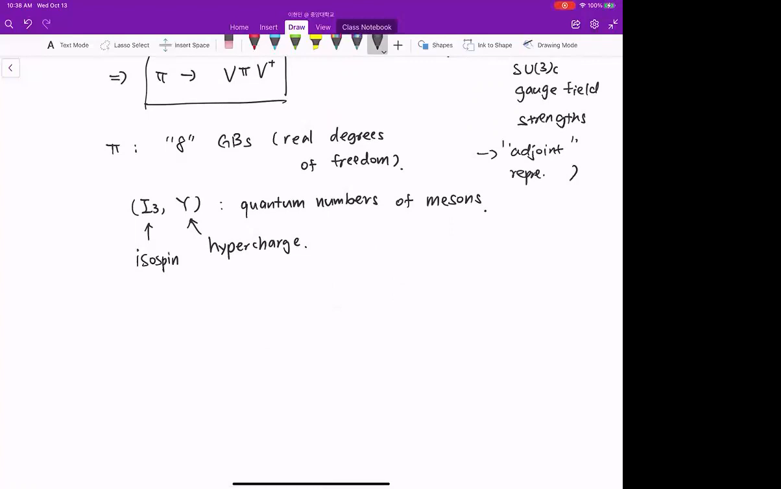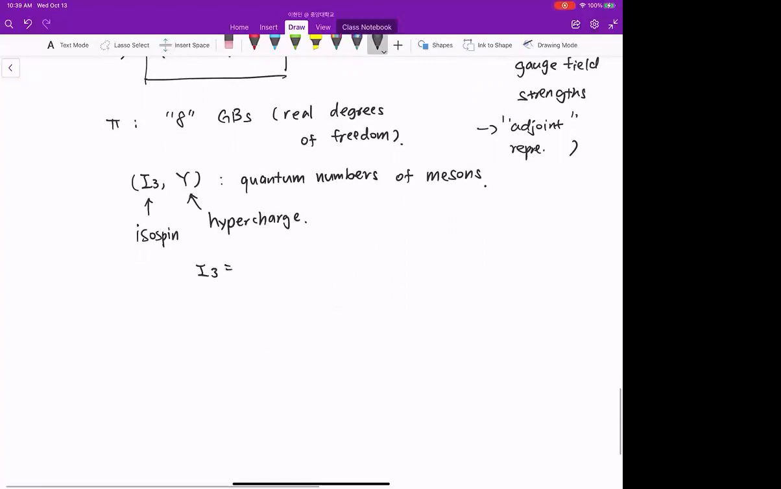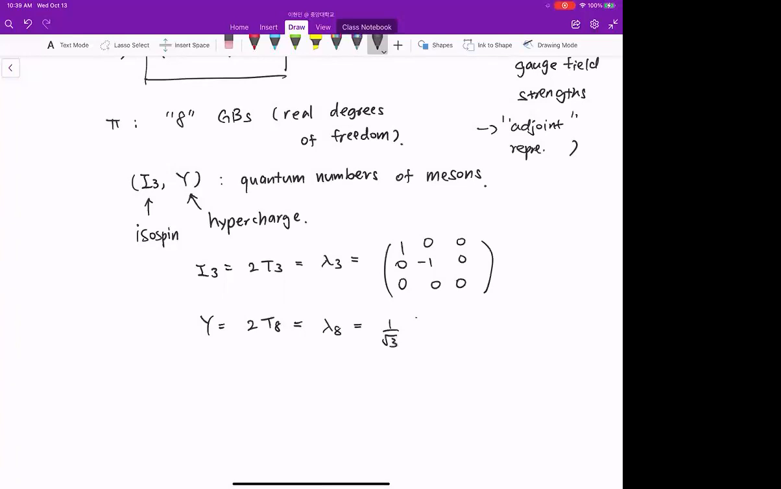And this I3 equals twice T3, which is λ3, the diagonal matrix (1, -1, 0). And the hypercharge Y is twice T8, the eighth generator, the Gell-Mann matrix λ8, which is 1 over square root of 3 times diag(1, 1, -2).